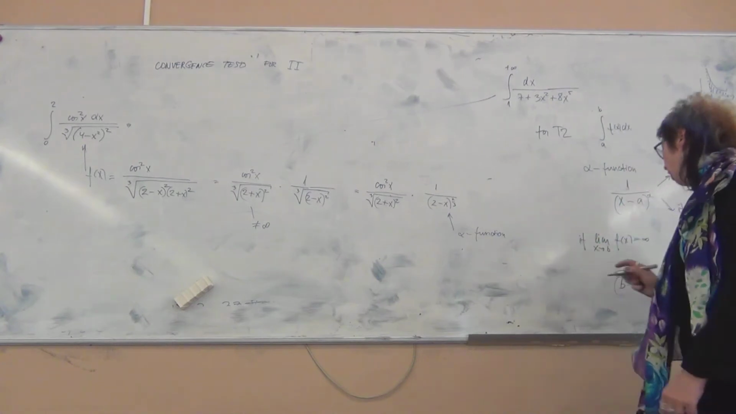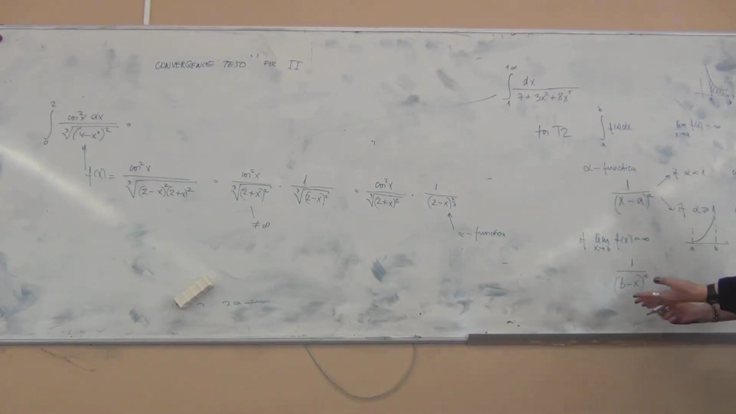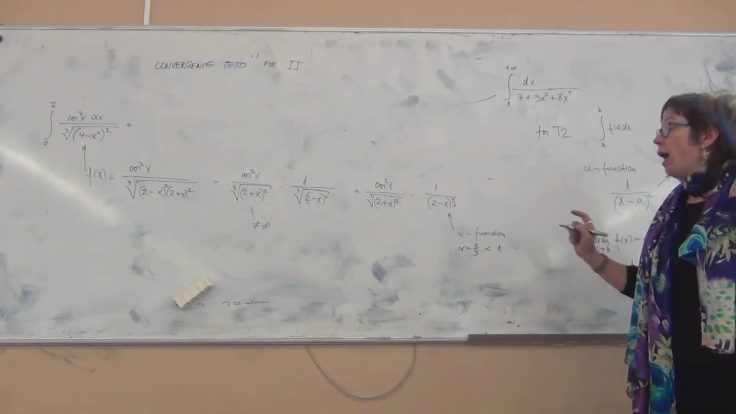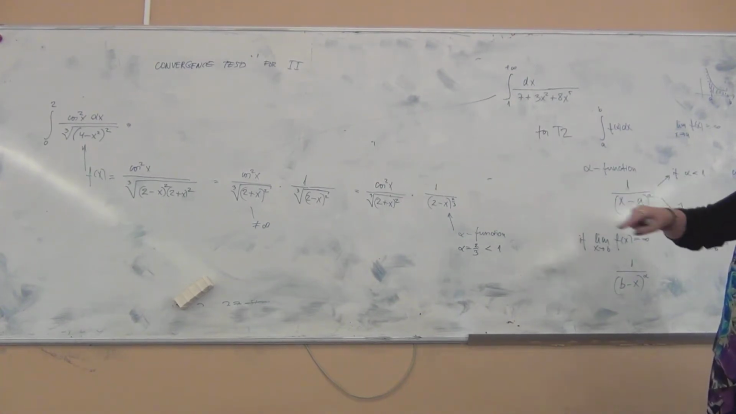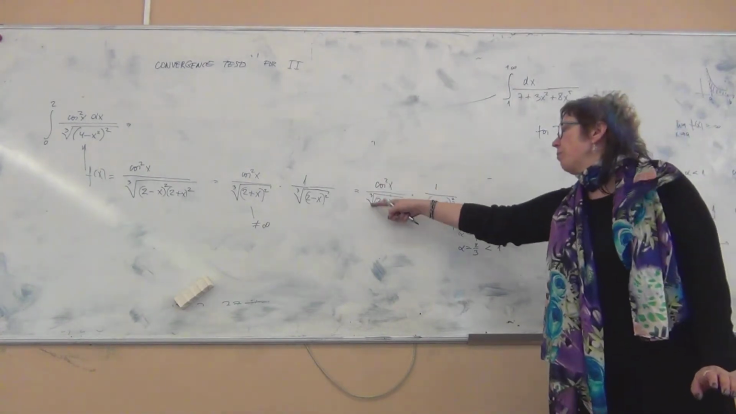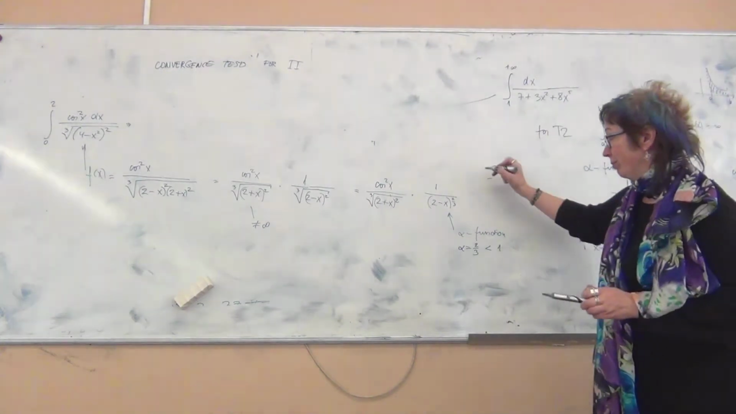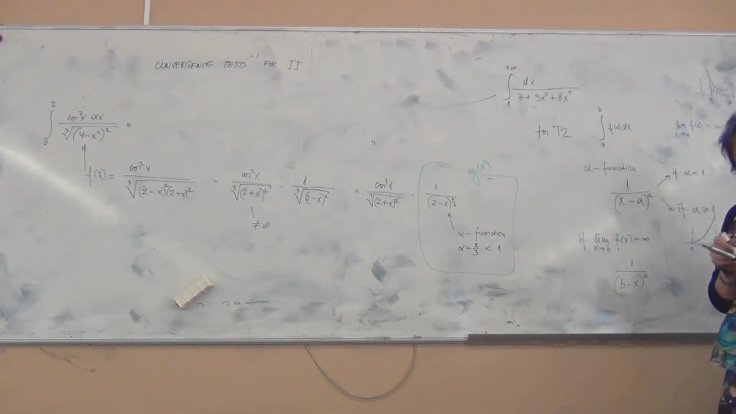This is an alpha function, because it was the upper boundary that gives us problems. It's the upper boundary that gives us problems, so I have this kind of alpha function. Alpha is equal to 2/3, which is less than 1, and therefore I have to look at something like this. I will choose my g function for comparison to be this.